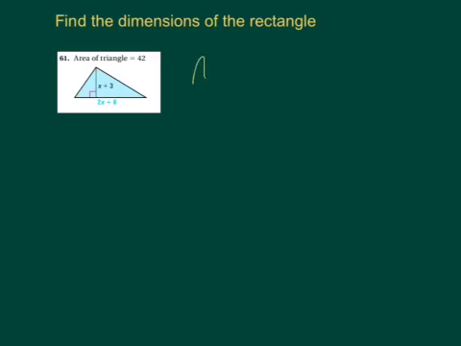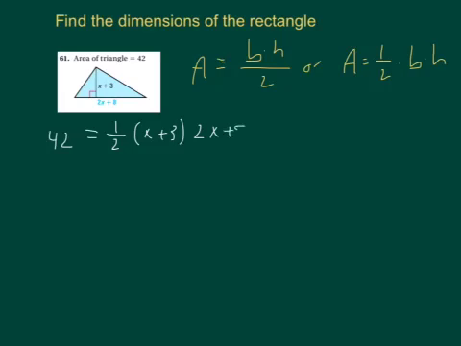Area equals base times height divided by 2, or if you want to look at it like area equals 1/2 times base times height. Whatever is comfortable for you. Now I'm going to go ahead and substitute in what I've been given. 42 was my given area, is equal to 1/2 times x plus 3 times 2x plus 8.